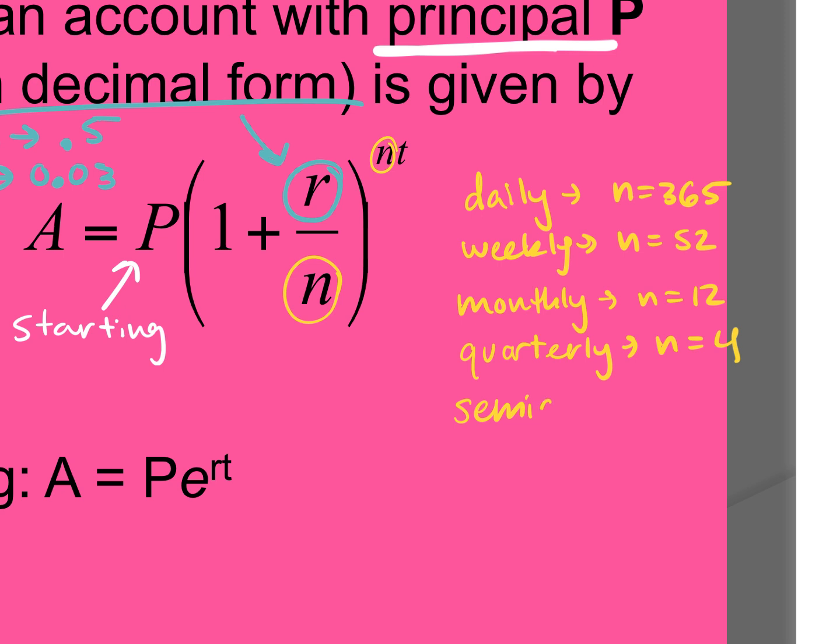Semi-annually, N would be 2. Semi-annually happens twice a year. And then annually, N would be 1. These are probably the most frequent ones that you'll see. So you got to know these. So N is the amount of times that it is compounded per year. T is the amount of years.